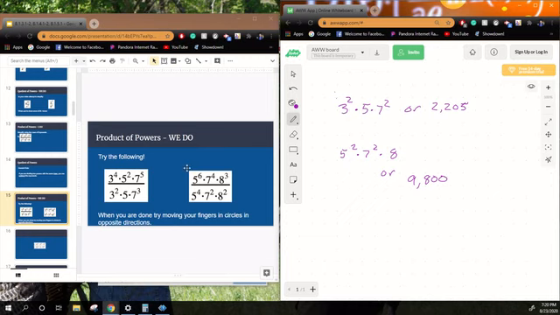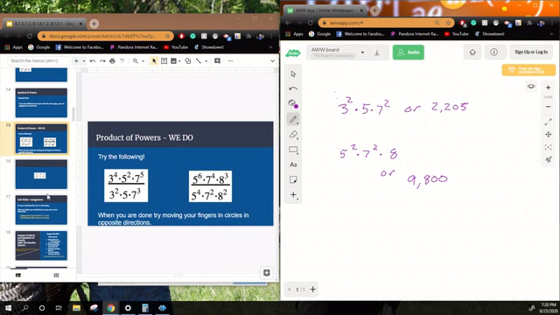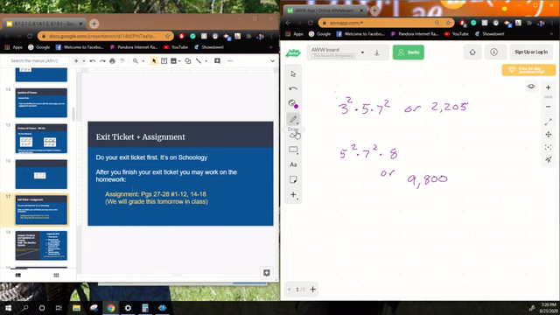So those are examples that we'll go through in class. Your assignment is on Schoology. It is problems just like this with multiplication and division. Feel free to take another look at those examples if you need to see them.